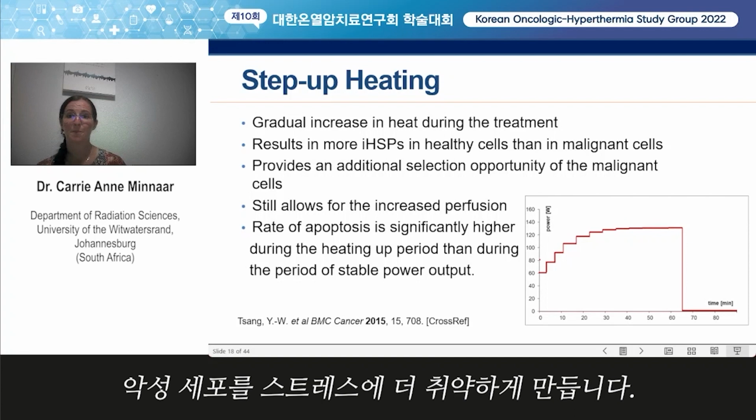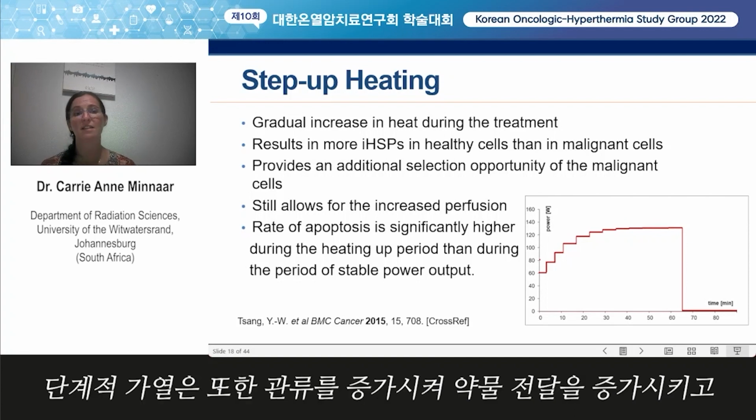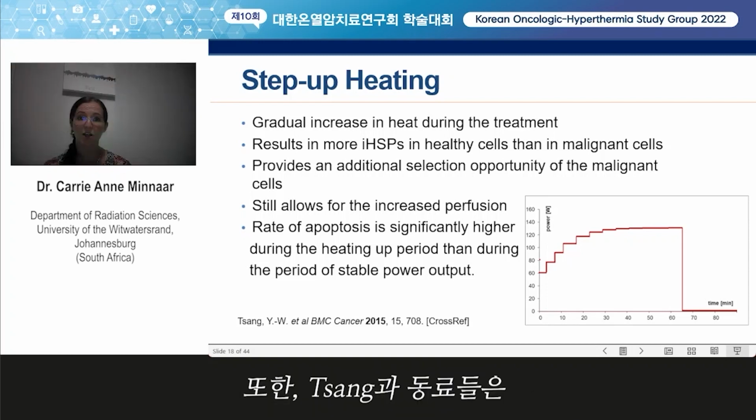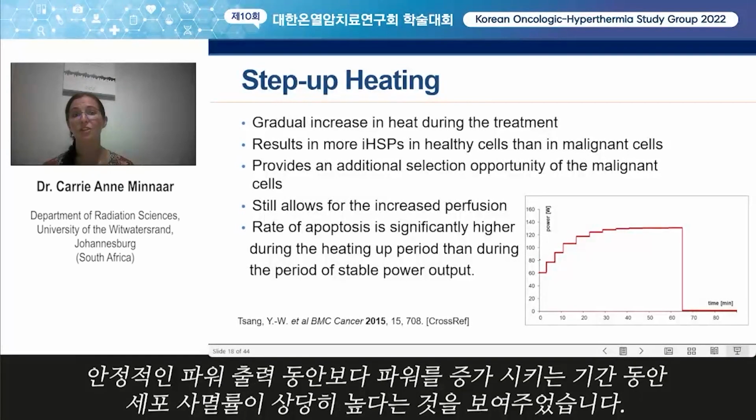The step-up heating also allows for the increased perfusion, resulting in increased drug delivery and increased oxygen perfusion, which in turn increases the cell kill effects of ionizing radiation. So in Tang and colleagues' study, they showed that the rate of apoptosis is also significantly higher during the heating up process than during the period of stable power output.